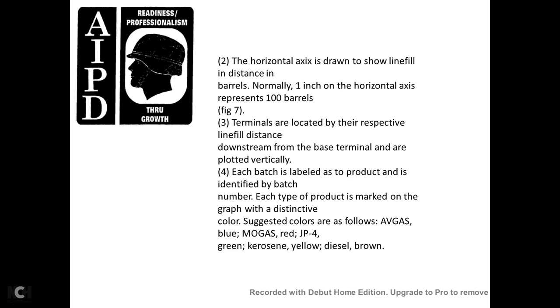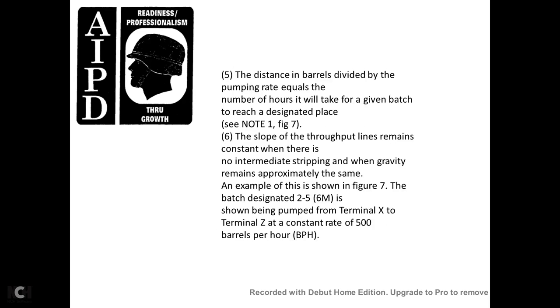Terminals are located at their respective line distances downstream from the base terminal and are plotted vertically. Each batch is labeled with the product identified in the batch. Each type of product is marked on the graph with distinctive colors. Suggested colors are: avgas blue, MoGas red, JP4 green, kerosene yellow, and diesel brown. The barrel distance is divided by the pumping rate and the number of hours it will give the batch to reach the designated point. See note number 1, figure 7.